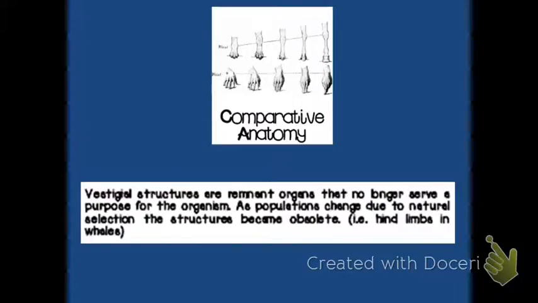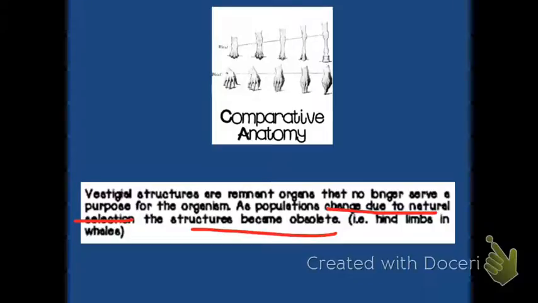Vestigial structures are structures that are basically left over. So you've probably heard that the appendix is a vestigial organ. It's not an organ that we use or that we need now. That's called a vestigial organ. That is evidence that populations are changing due to natural selection. Okay, so those structures are becoming obsolete or no longer needed.